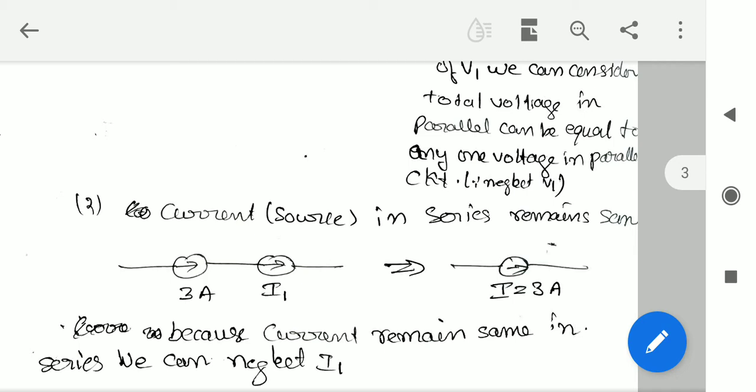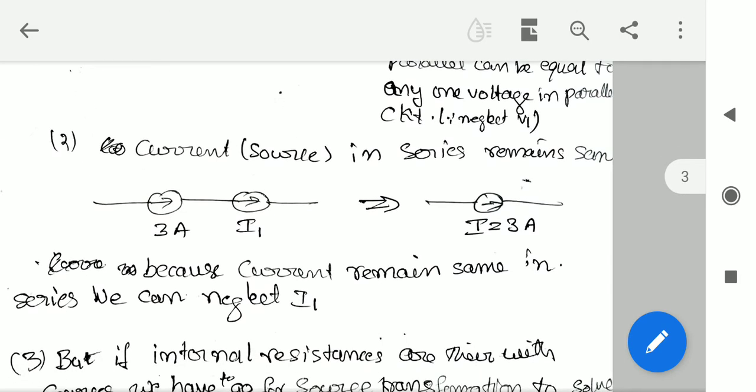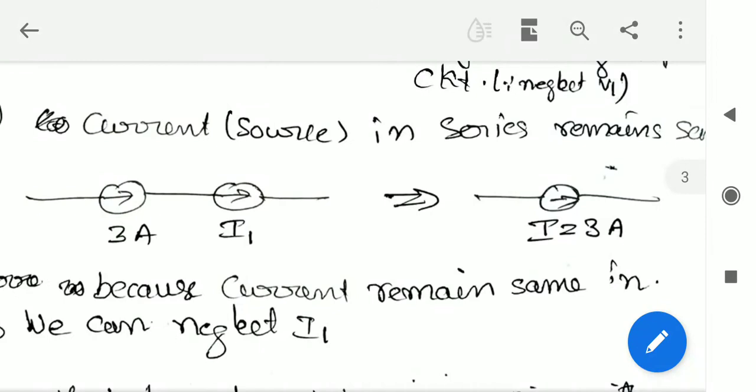We cannot connect current sources in series, but if they are present, it indicates the value here, I1, is the same as the value present beside it. That is, the equivalent current value I is equal to 3 ampere. Here I can neglect that I1, because in series the current remains the same. So we can neglect the unknown value and consider the known value as the equivalent value of the current.